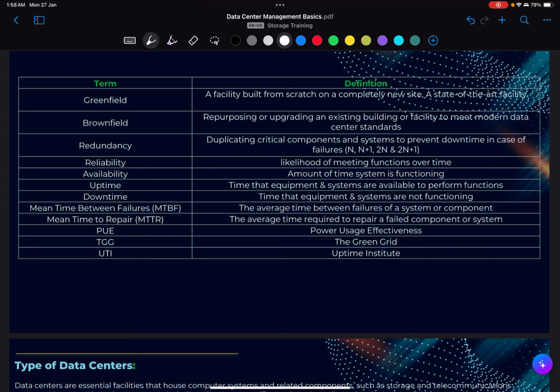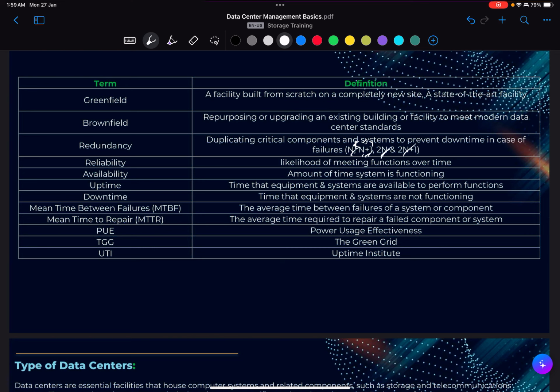And then redundancy is there. So what is redundancy? It is duplicating critical components and systems to prevent downtime in case of failure, when you talk about it in data center terms. So different kinds of redundancy are there: N plus 1, 2N, 2N plus 1. Like one system, you don't have any redundancy. Here you have one system but you have redundancy. If something happens, this will help.